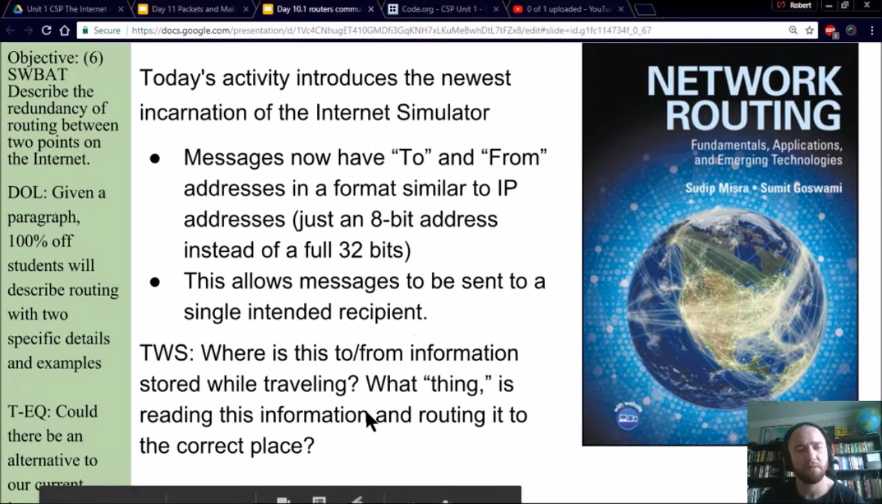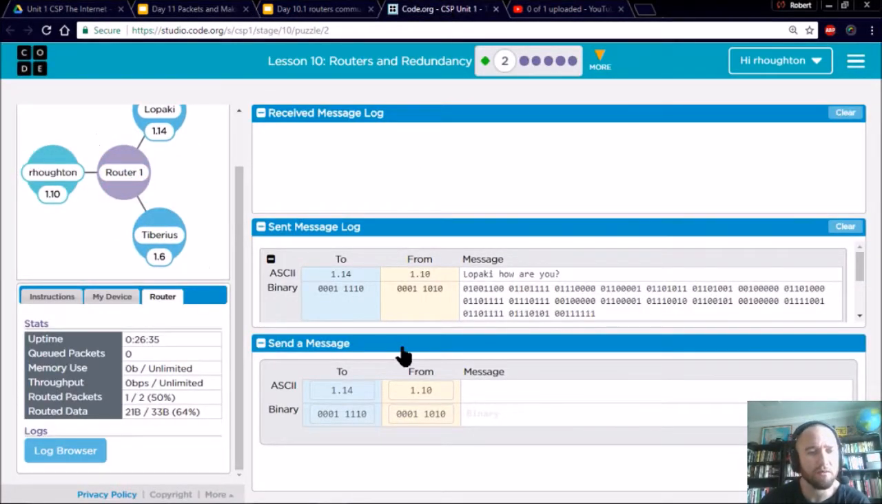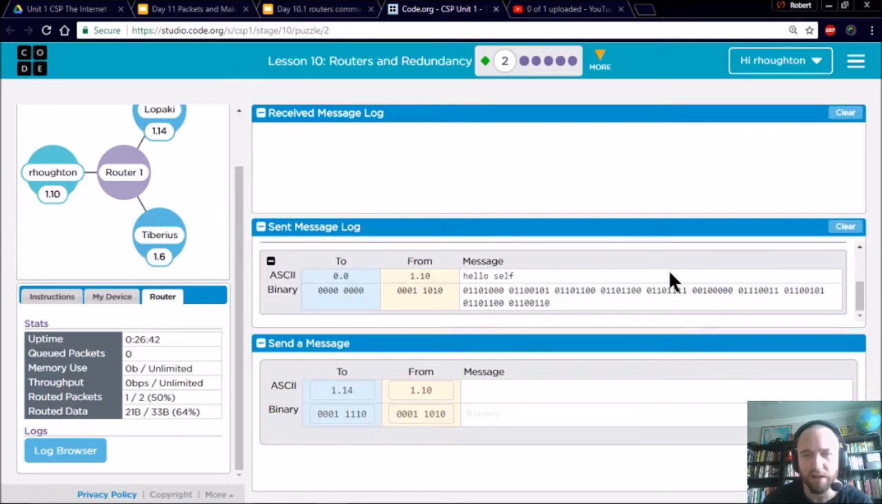So let me go ahead and demonstrate here by going to that link. You're looking at something that looks like this. Down here, go to router, and you can send a message. When I first started this, I sent a message to absolutely no one. It said 200 from 1.10. I just said hello self.